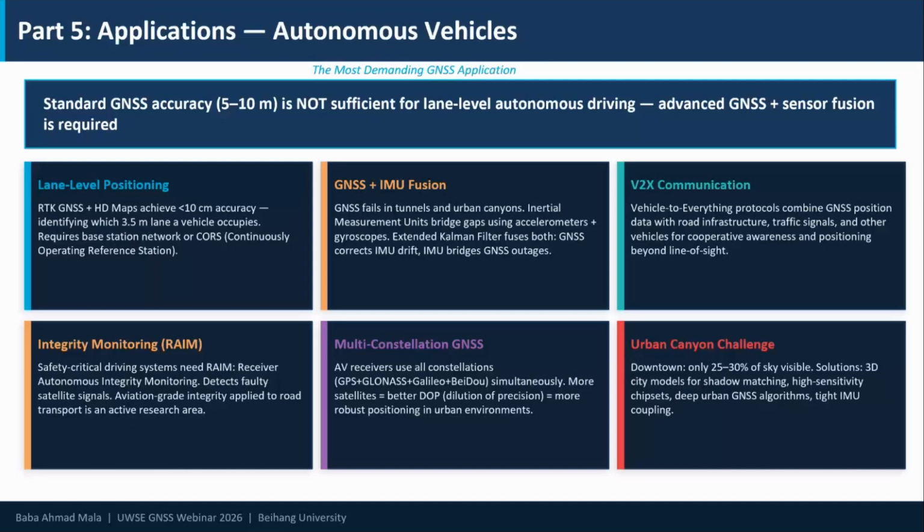Okay, the ultimate test for GNSS. Let's see this technology in action, starting with the most demanding application, that is the autonomous vehicle. For a car to drive itself, it needs to know its position with lane level accuracy. And lane level accuracy, where the standard is 5 to 10 meters in our phone GPS, can tell if the car is in the left lane or in the right lane or in the ditch.